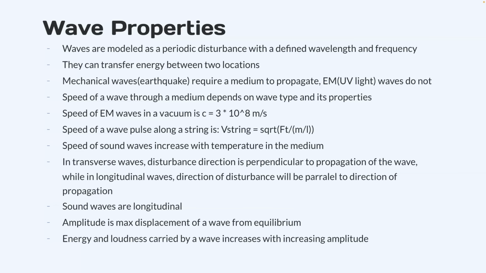Transverse waves refer to waves where the disturbance is perpendicular to the propagation of the wave. But in longitudinal waves, the direction of disturbance is parallel to the direction of propagation. Sound waves are longitudinal, but most other waves are transverse. Think of a sine curve as a transverse wave. The amplitude refers to the max displacement of a wave from equilibrium. And the energy and loudness increase with increasing amplitude.